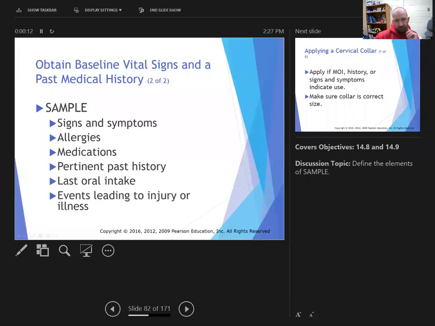Since we've gone over SAMPLE, you guys know this, right? So make sure you have these questions down well. We use SAMPLE for every single patient. So make sure you know these: signs and symptoms, allergies, meds, pertinent past medical history, last oral intake, and events leading up to the illness.